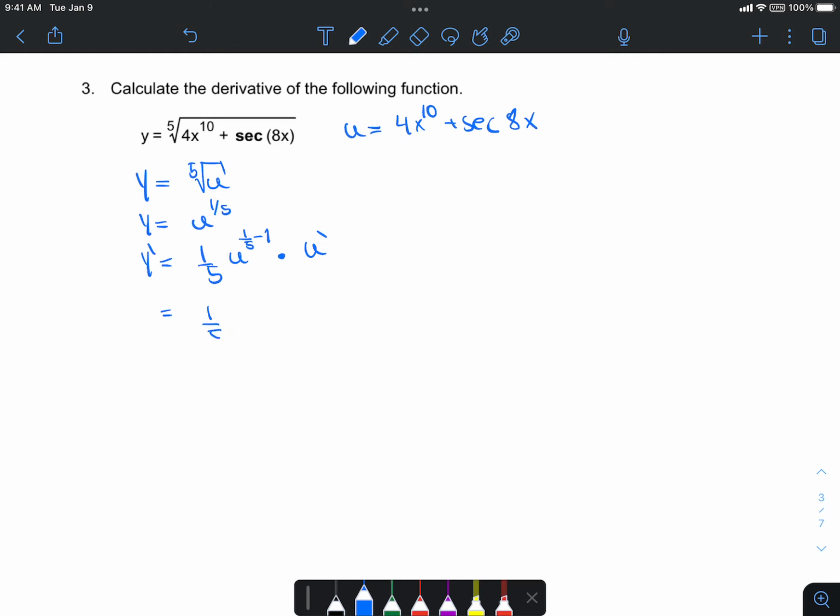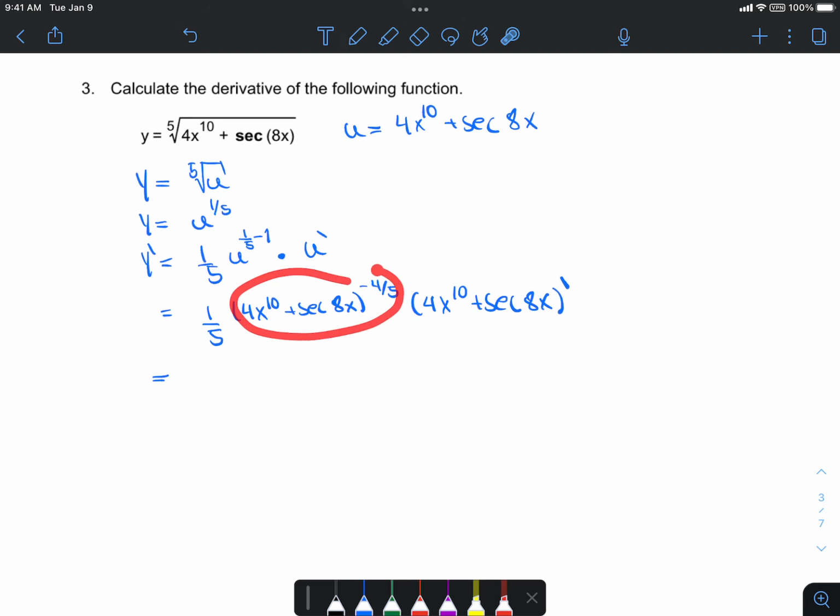So that's 1/5 times (4x to the 10th plus secant 8x) to the negative 4/5, because 1/5 minus 1 is negative 4/5, times u prime, which is the derivative of 4x to the 10th plus secant 8x. Okay.